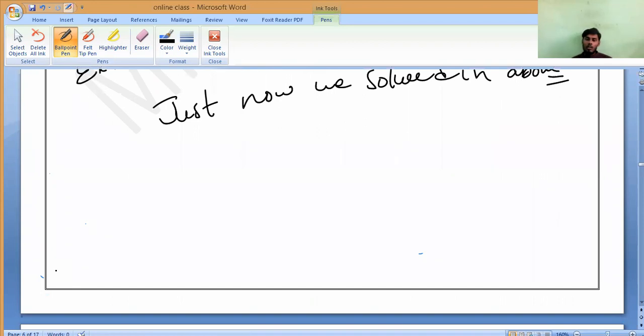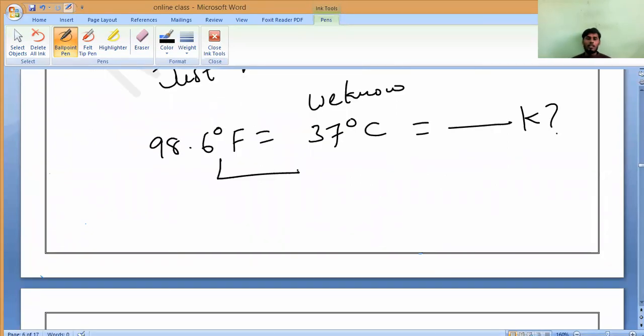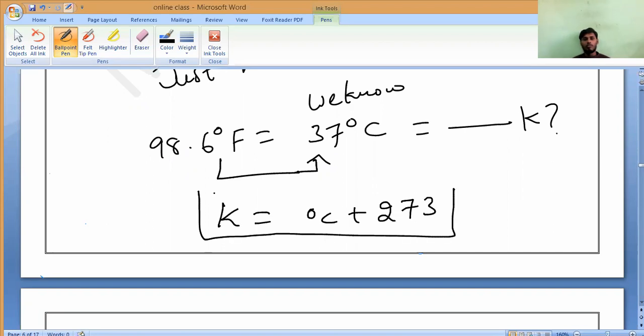So now, 98.6 degree Fahrenheit is equal to 37 degrees Celsius. Now we want to convert it into Kelvin scale. What do we have to do? Celsius I have converted, so now I have to add. Kelvin scale equals degree Celsius plus 273. Is it yes or no?